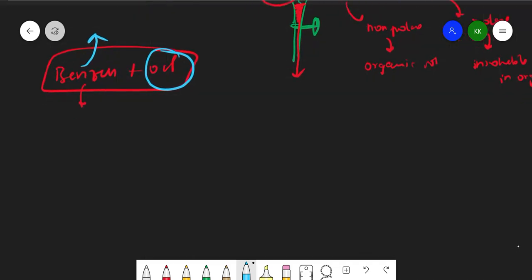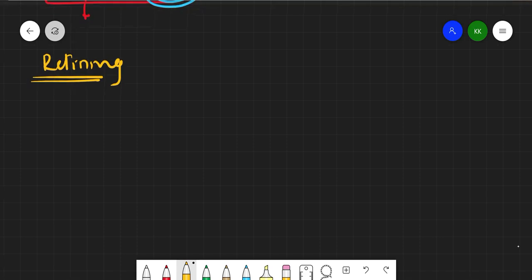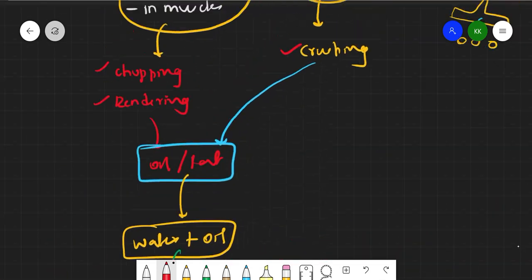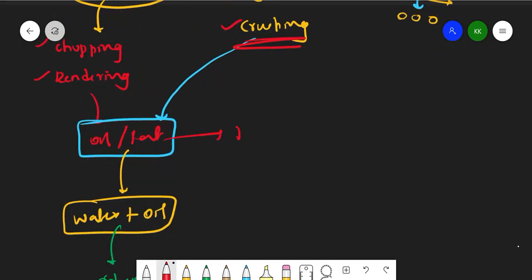So solvent extraction we do, and once we do, we will get this oil here. So once we get this oil, the last step is refining. Refining means purification, how we purify that oil. What we do here, during this step, this above chopping is there. So many steps we did, right? Chopping, rendering, and crushing. Sometimes what happens, these fats will be broken down into fatty acid plus glycerol. No doubt glycerol is neutral, but fatty acid means it is acidic, right?